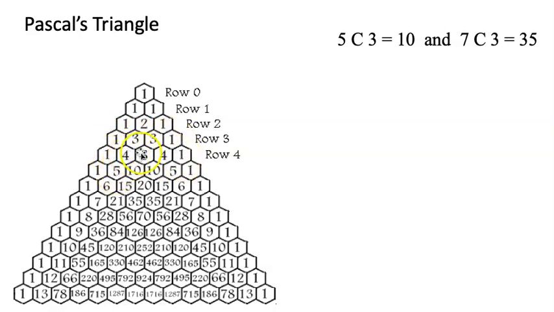1 plus 4 is 5. 4 plus 6 is 10. 6 plus 4 is 10. 4 plus 1 is 5. 1 on the outside. 1 plus 5 is 6. 5 plus 10 is 15. 10 plus 10 is 20. 10 plus 5 is 15. 5 plus 1 is 6.